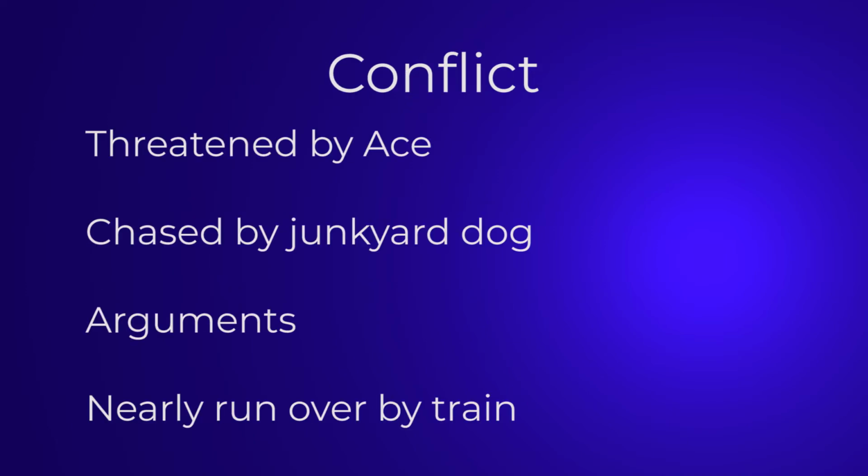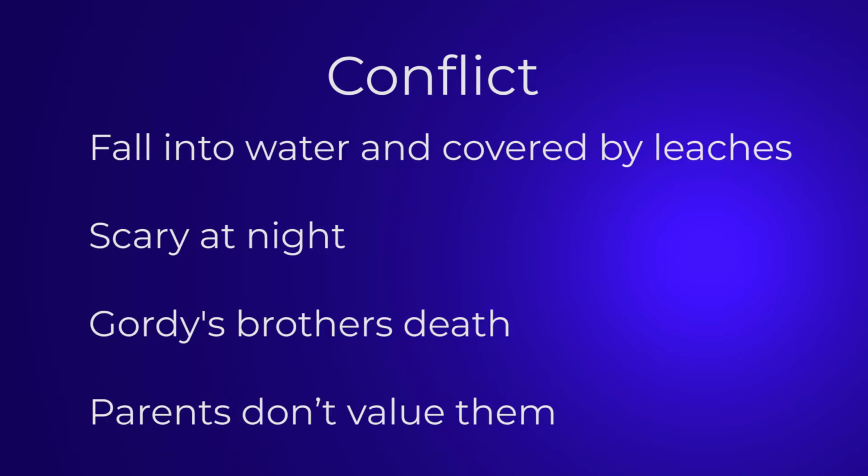Complications, conflicts, and problems that they face during the story. Ace threatens Chris and Gordy physically. They are chased by Chopper, the junkyard dog, and his owner. There's arguments within the group. Whilst crossing a rail bridge, they're nearly run over by a train. They fall into water and are covered by leeches. It's really scary at night. And the internal conflicts: Gordy is struggling with the death of his older brother, and all four boys' parents don't value them.